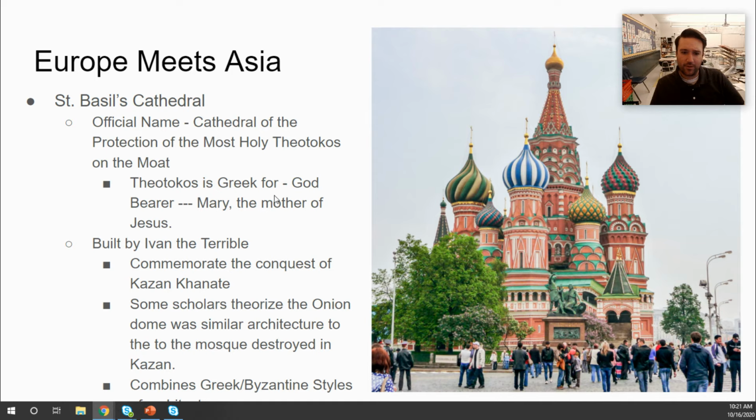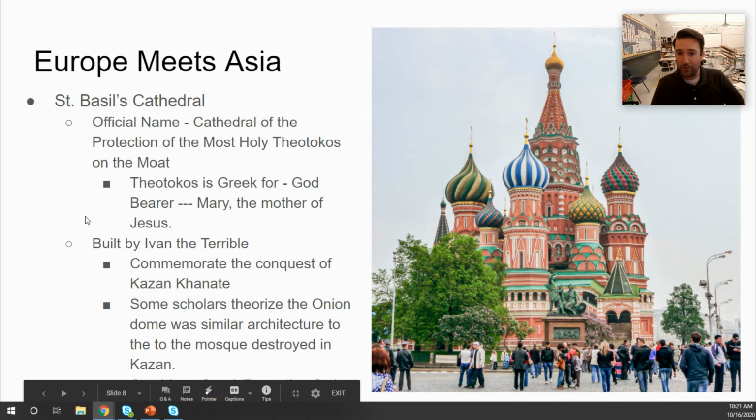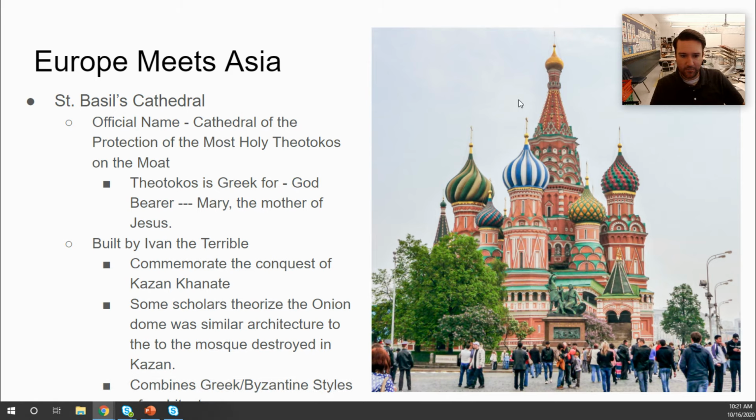And the scholars that study this stuff and know much more about it than I do theorize that the onion domes right here are actually influenced by the mosque that was in the capital of the Kazan Khanate. And so it kind of makes sense when you think of it. If you want to mark your victory over people, you take their architecture and kind of turn it into a memorial to your victory. And so that's what they have here.